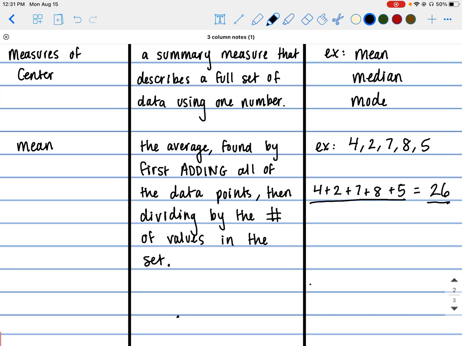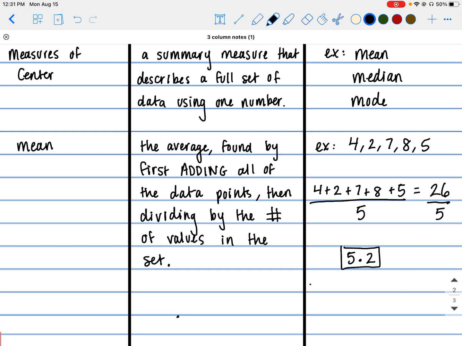So I'm going to count them up. 1, 2, 3, 4, 5. There's 5 numbers in that set. So now I'm going to do 26 divided by 5. And this is when you can absolutely use a calculator, guys, as long as you're showing all of the steps. So see how I just showed all of that? You could have definitely done both parts on your calculator, but I want you to show it. And when I'm doing that on my calculator, 26 divided by 5, I get 5.2.